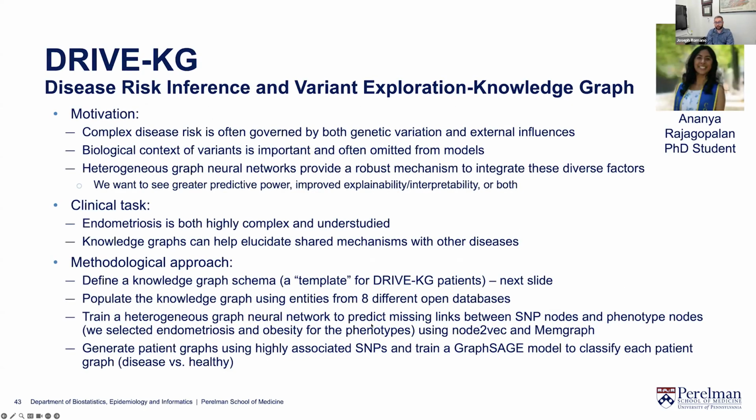So the motivation for this is that complex diseases, such as diseases associated with maternal health, are often governed by both genetic variation and external influences. And so the biological context of genetic variance is very important, and we often don't consider that when we're making predictions using things like polygenic risk scores or other genetic sources of information. So heterogeneous graph neural networks and knowledge graphs, like the one that we have in ComptoxAI, provide a very robust mechanism to integrate these diverse factors together and consider them simultaneously. So we want to see that we have greater predictive power, improved explainability or interpretability, or both of these things.